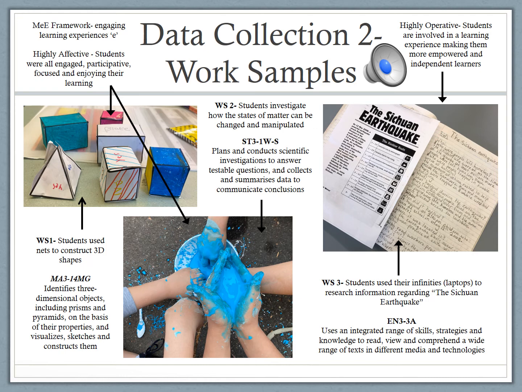In Work Sample 3, the students were using the internet to research information regarding the Sichuan earthquake. This lesson was highly operative as the students were involved in a learning experience which allowed them to be more independent learners. This was an individual research task as it allowed me to identify which students were able to comprehend a text and identify the key information. Overall, these 3 lessons were all student-centered lessons as the students were given control over their learning. As displayed within the images, the students were extremely engaged and participative in all 3 lessons.